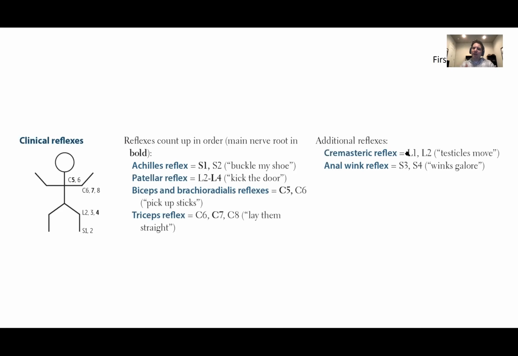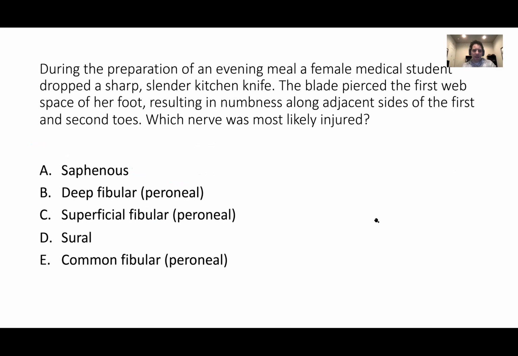Cremaster, we talked about that. Remember, L1, the sensory aspect, the afferent branch, is the ilioinguinal. The efferent branch is the genitofemoral, okay? And then the anal wink reflex, remember we said S2, 3, and 4. So that keeps the penis off the floor. It's also your anal wink reflex. So it's a good mnemonic to remember that. All right, try this one.